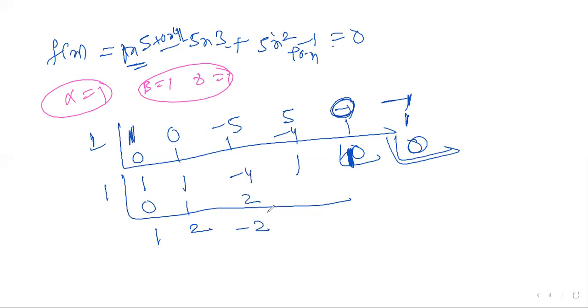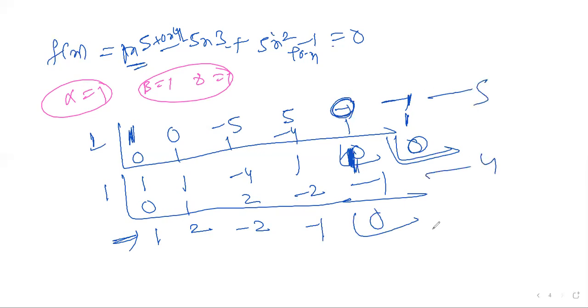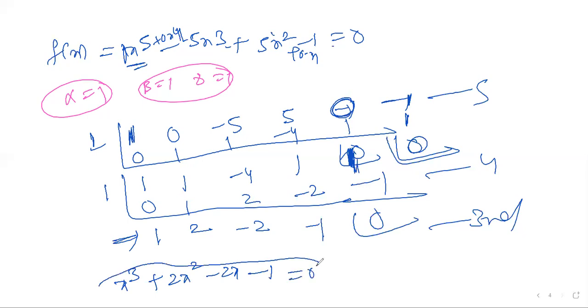Next, 1 into minus 2, minus 2. How much do you get? Minus 1. 1 into minus 1, minus 1. Answer is 0. 1 plus 1. Okay. What is the order of the equation here? 5. Fifth order, fourth order. What is third order here? x cube, 2x square, minus 2x, minus 1 is equal to 0.